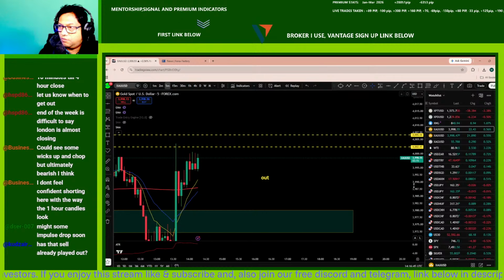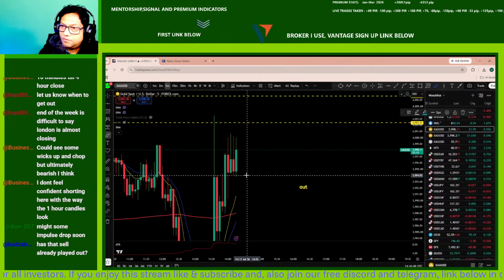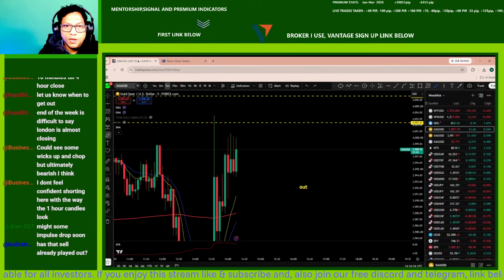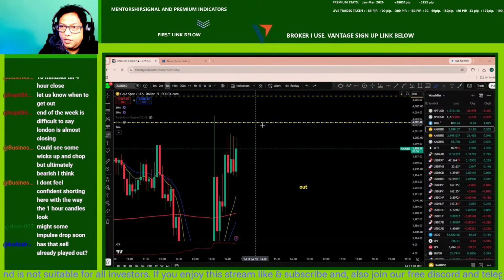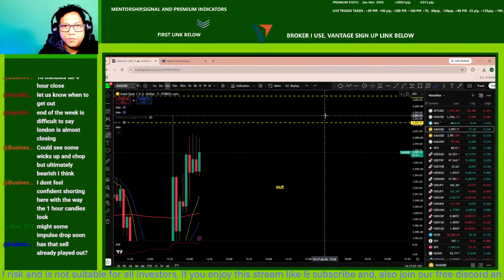If you look, this is the 5 minutes back to back 3 5 minutes rejection of this level, and that can create potential buying pressure if the candle closes successfully as a bullish candle in this area.